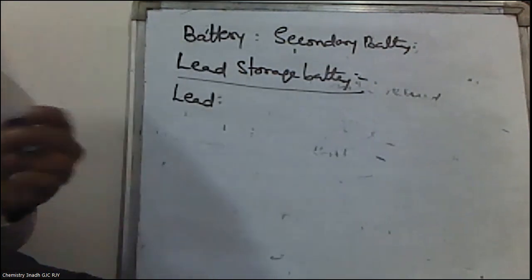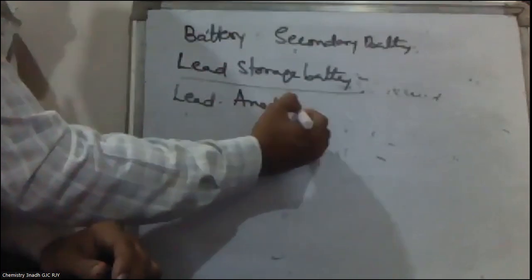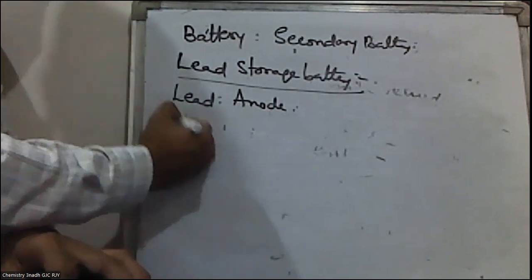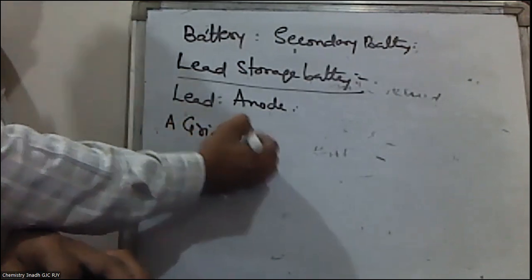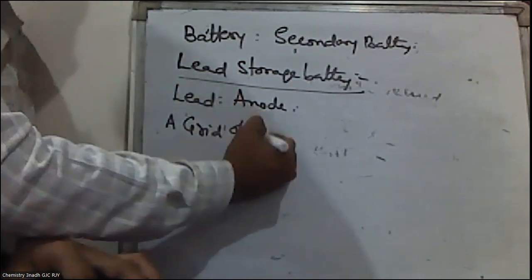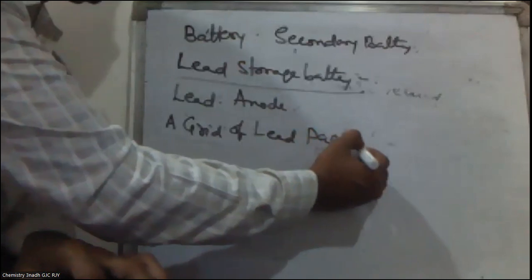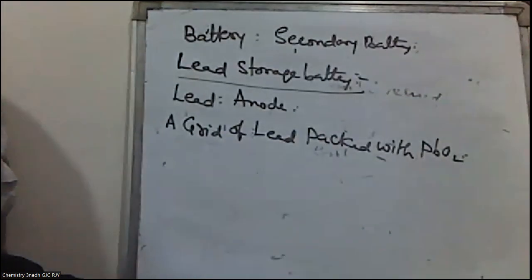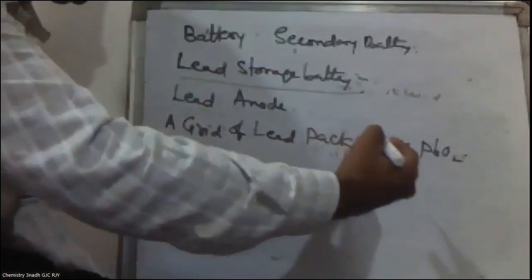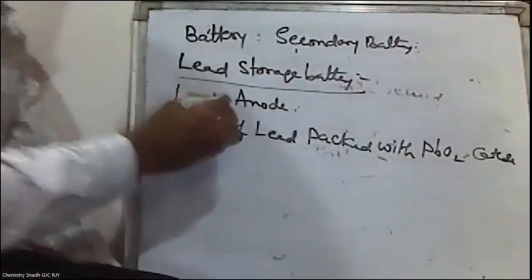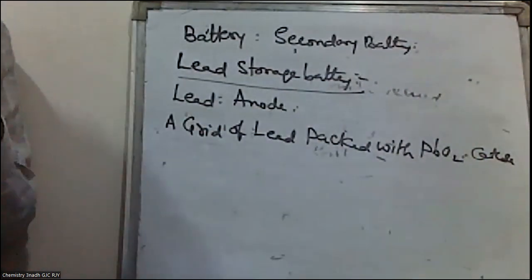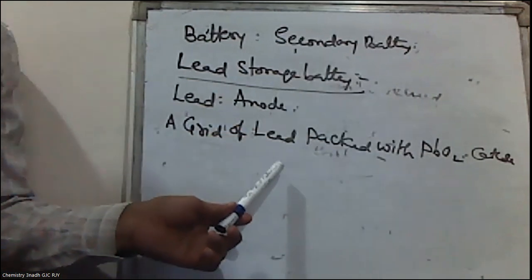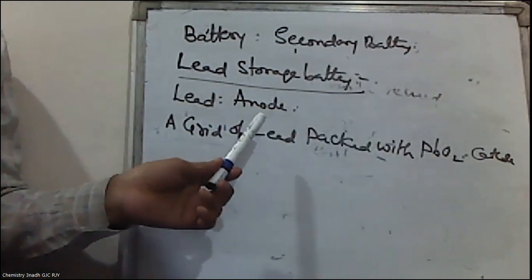In this lead storage battery, lead rods act as the anode. And a grid of lead packed with lead dioxide acts as the cathode. What is the anode? Lead is the anode. And what is the cathode? A grid of lead packed with lead dioxide acts as the cathode.